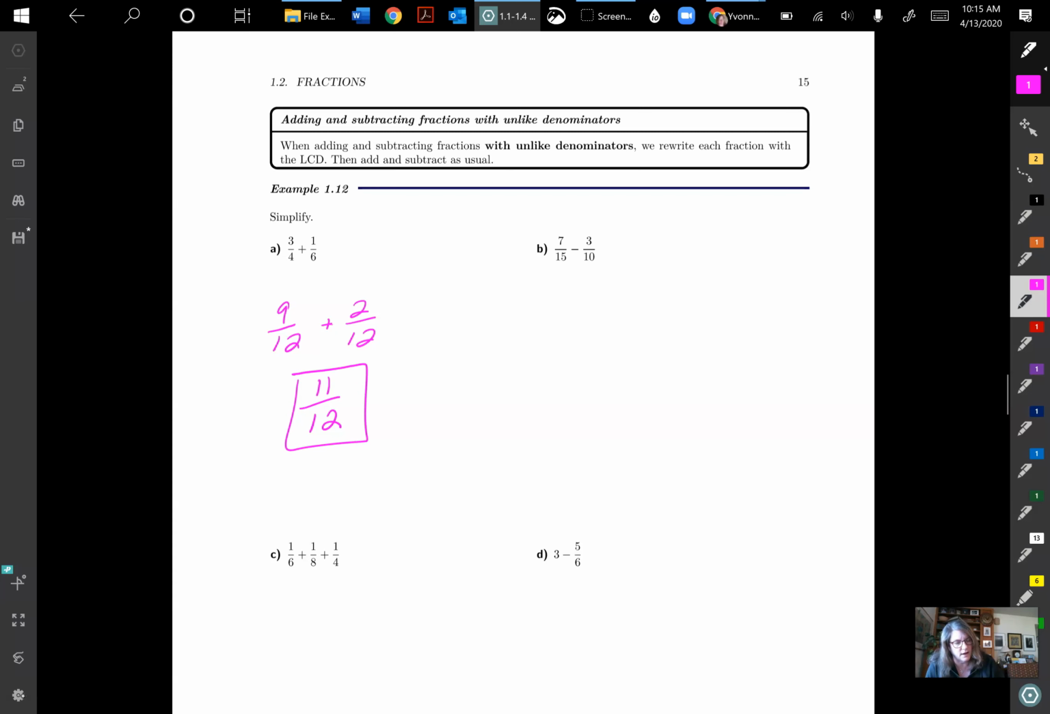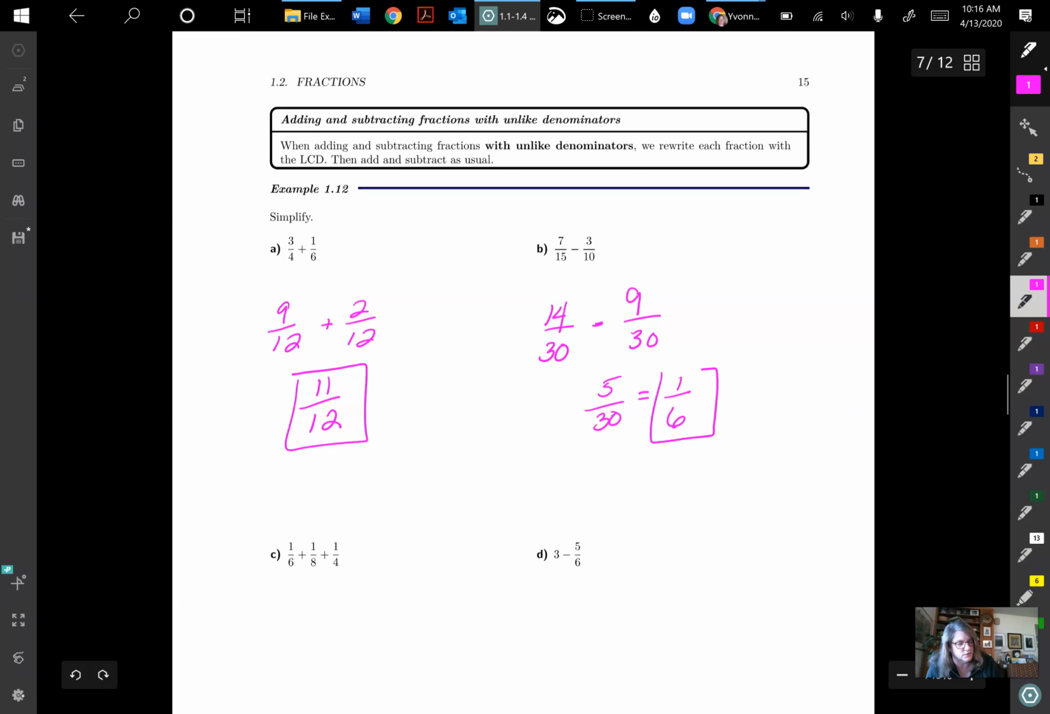For B, I would have a common denominator of 30. Do this one a little slower. And so to get that, I had to multiply 15 times 2 to get 30. So 7 times 2, I would get 14 in that numerator, minus 10 times 3 gave me 30 down here in the denominator. So 3 times 3 in the numerator would be 9. Go ahead and subtract those, and I actually get 5/30, which reduces to 1/6.